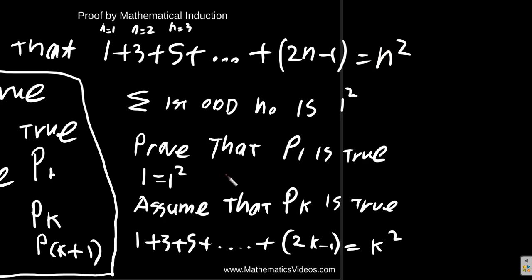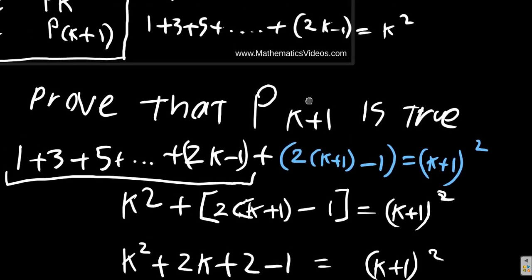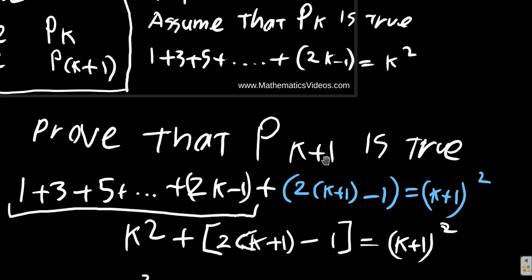Now, you assume that for some number k, the statement is true. So you say Pk is true. So now, you replace n with k. So you say 1 plus 3 plus 5 plus and so on plus 2k minus 1 is equal to k squared, right? And after that, you're going to prove that the statement is true for the term immediately after k. So it's Pk plus 1. You prove that Pk plus 1 is true.